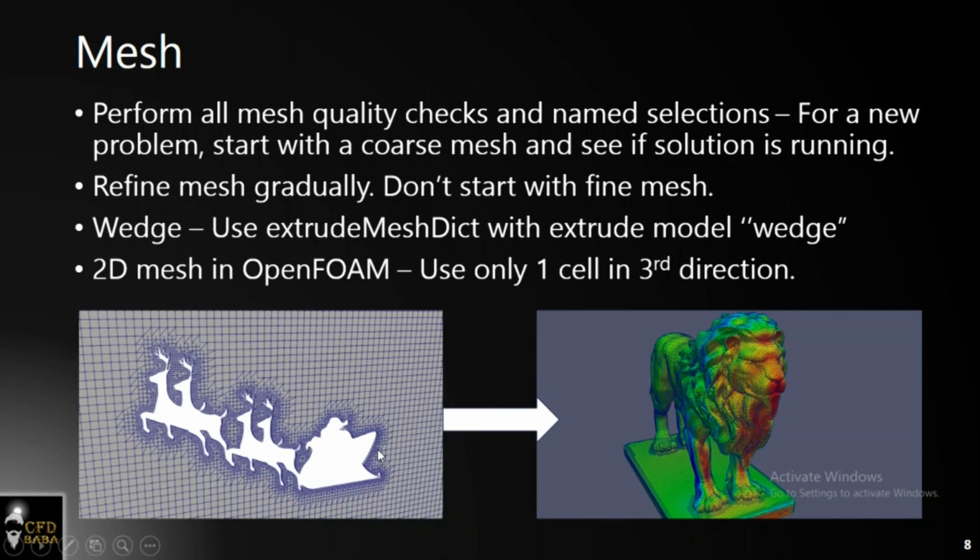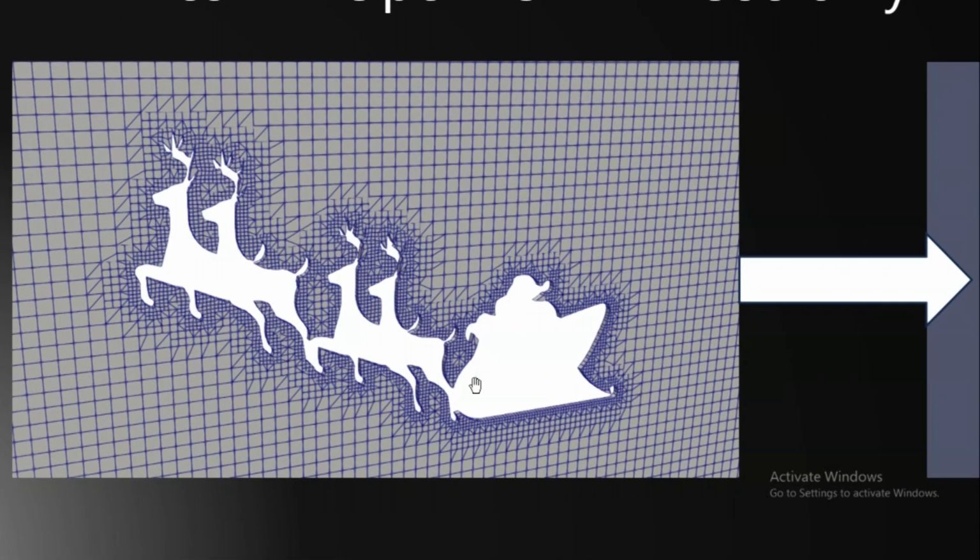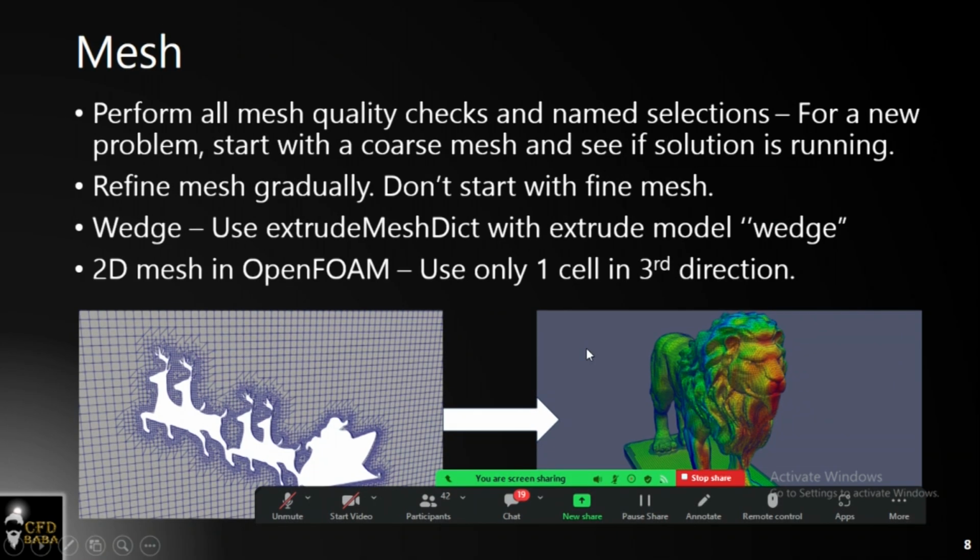And when going for a 2D mesh in OpenFOAM, if you see here, try to create only one cell in the third direction. Don't create more than one cell, because it is a waste of resources.